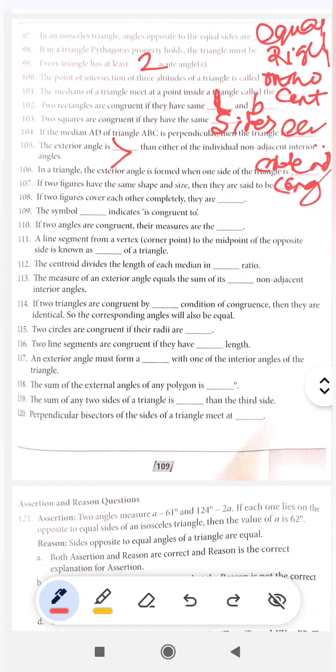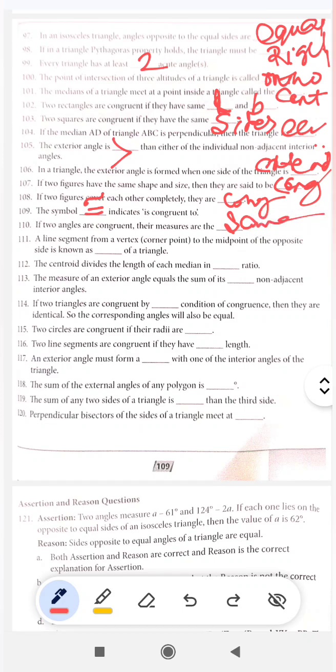Next, if two figures have the same shape and size, they are said to be congruent. If two figures cover each other completely, they are congruent. The symbol dash indicates is congruent to, so here this is the congruent symbol. If you are not able to, let me do it once again. Just write down the equal to sign and above that draw the wave. That is the congruency. Now the next part, if two angles are congruent, their measures are the same, means their measurement should be the same.